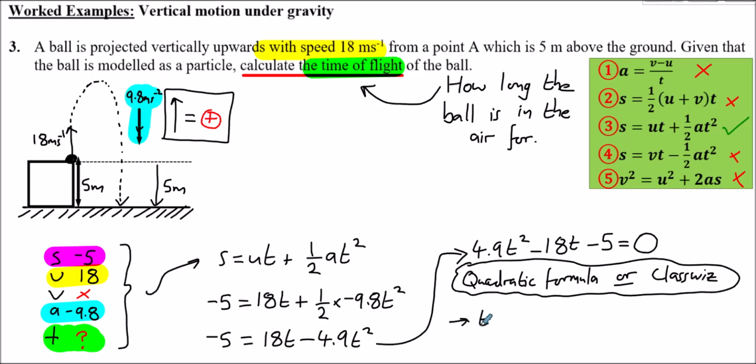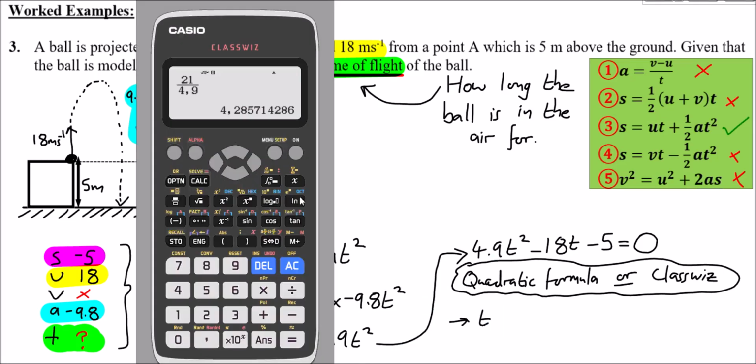I'm going to go for the ClassWiz, just as a gentle reminder of how to use it to solve quadratics. We start on the main menu, press menu. We need to scroll to option A, equation/func. So press equals. Polynomial, press 2. Now a quadratic, the highest power of the variable is 2, so we select number 2, and then input what we have. The coefficient of our t squared is 4.9, so we type this in.